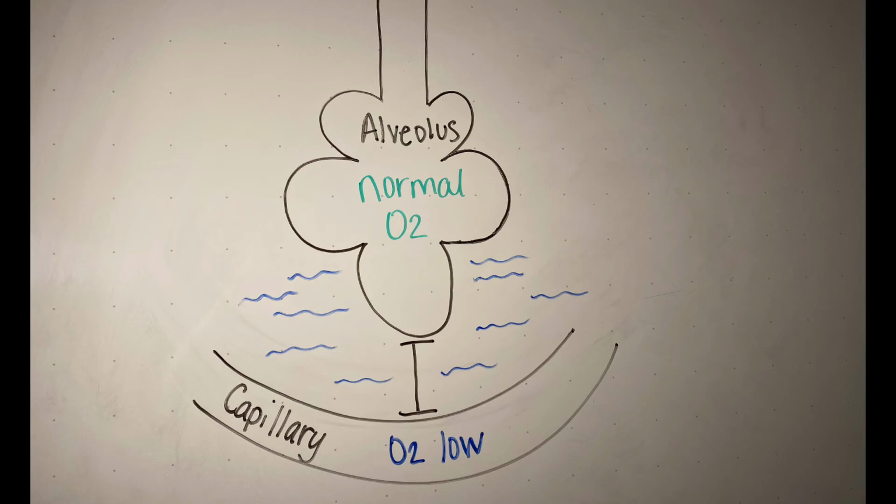So even though the oxygen level in the alveolus may be normal, it's just harder for oxygen to get into the capillary. And if not enough oxygen can get into the capillary, or it takes too long, then the blood will still leave the lung mostly deoxygenated.